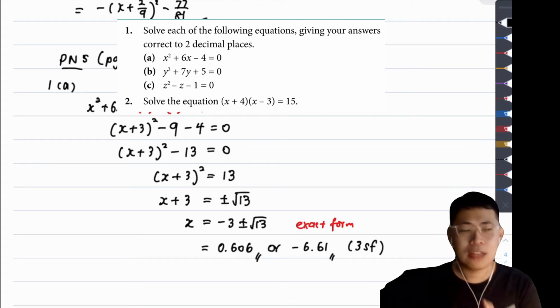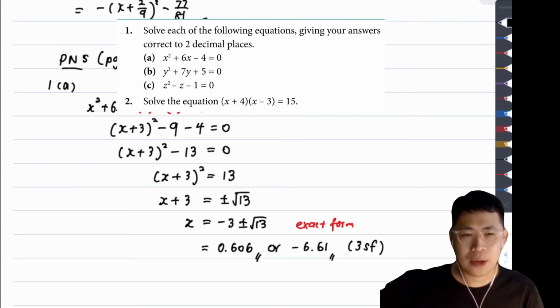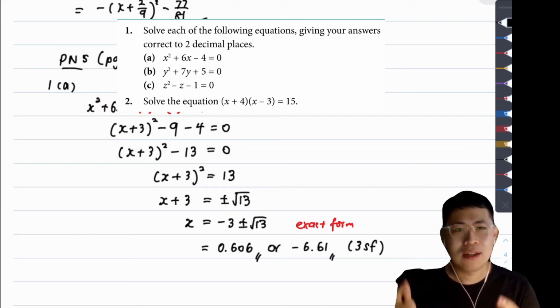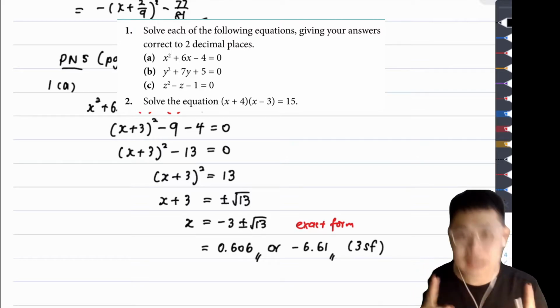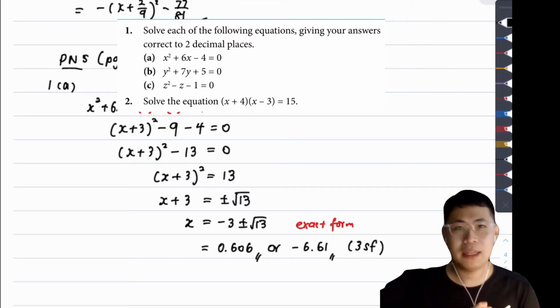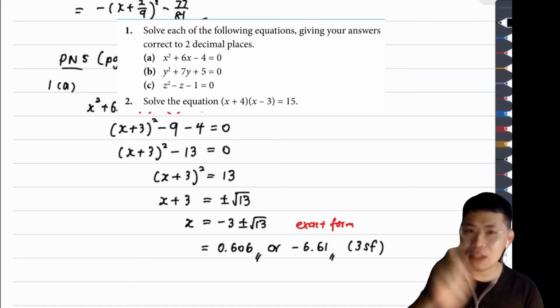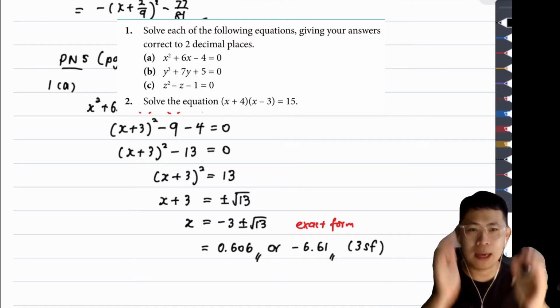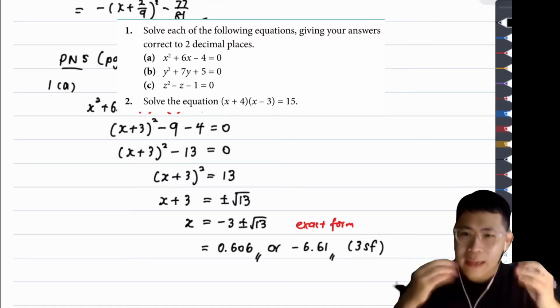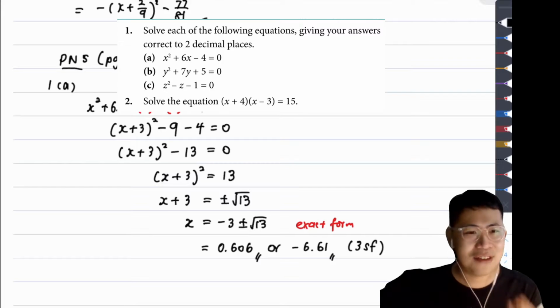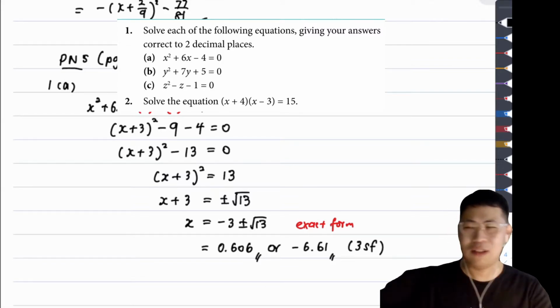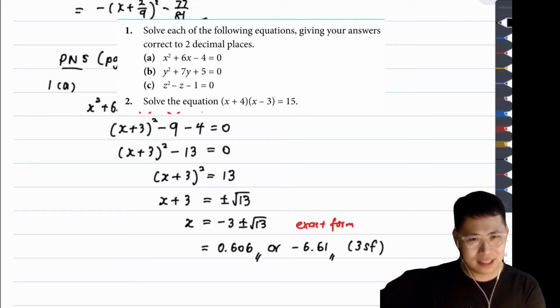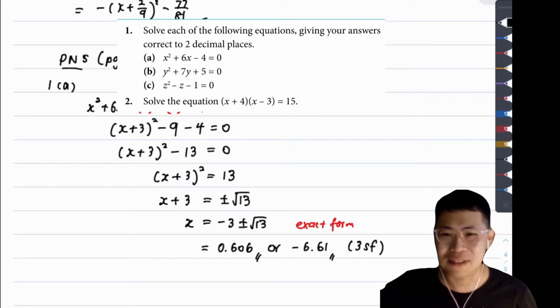So that's why we learn completing the square, so that we can solve equations that we cannot factorize. This is the first purpose of learning completing the square. Now let's look at 1b, y squared plus 7y plus 5. Can we factorize it nicely? 5, we get 1 and 5. The most we get is 1 and we get 4 or 6, right? So we can't get a 7.